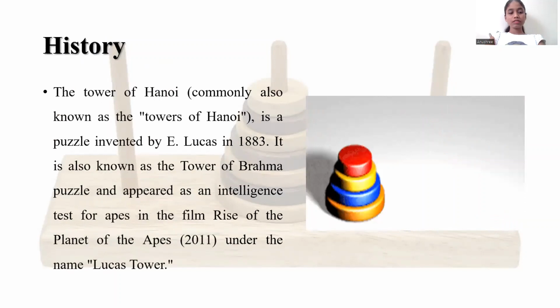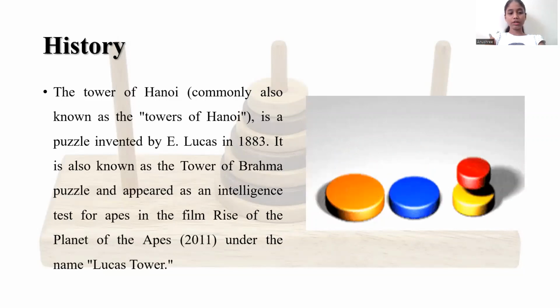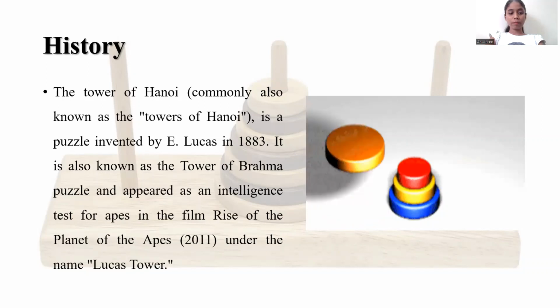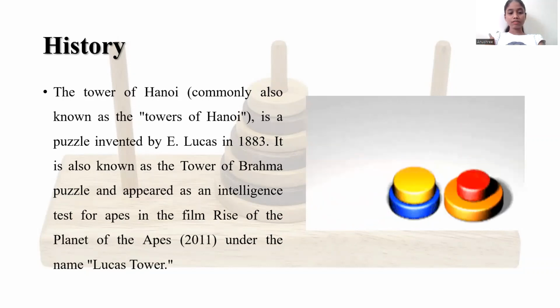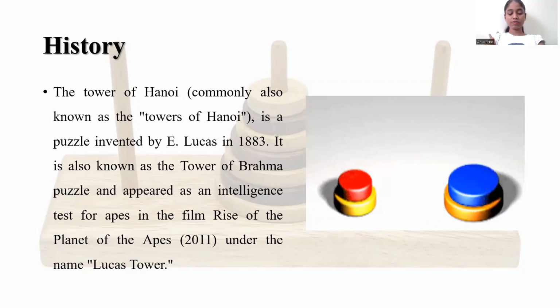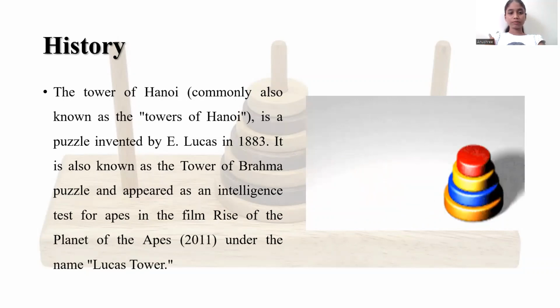History. The Tower of Hanoi, commonly also known as Towers of Hanoi, is a puzzle invented by E. Lucas in 1883. It is also known as the Tower of Brahma puzzle and has appeared as an intelligence test for apes in the film Rise of the Planet of the Apes (2011) under the name Lucas Tower.